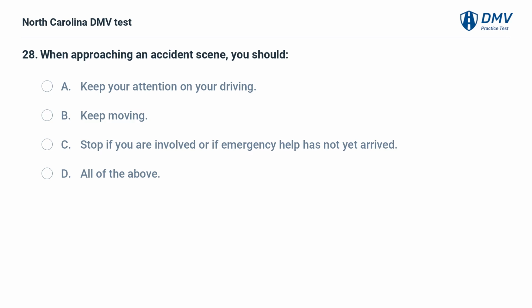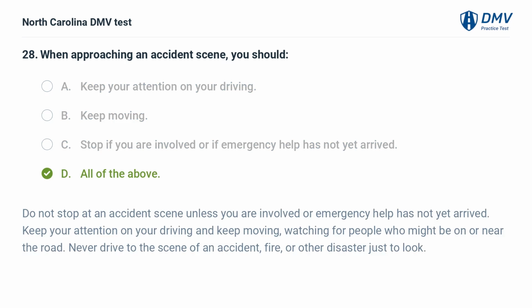When approaching an accident scene, you should A. Keep your attention on your driving. B. Keep moving. C. Stop if you are involved or if emergency help has not yet arrived. D. All of the above. Do not stop at an accident scene unless you are involved or emergency help has not yet arrived. Keep your attention on your driving and keep moving, watching for people who might be on or near the road. Never drive to the scene of an accident, fire, or other disaster just to look.